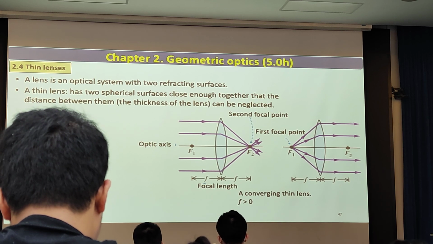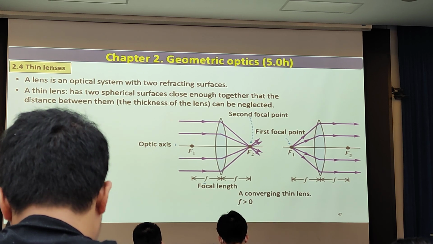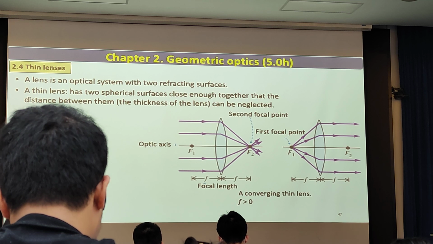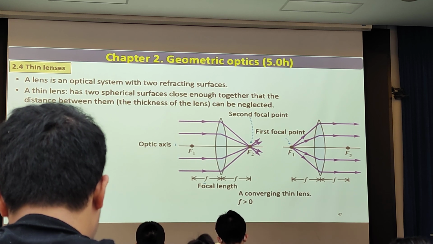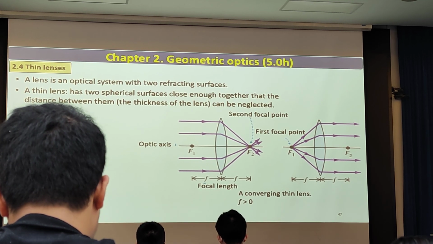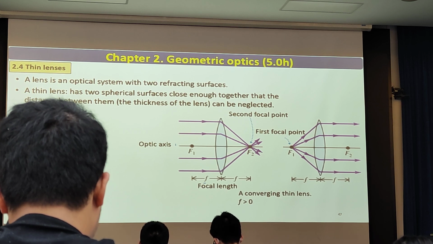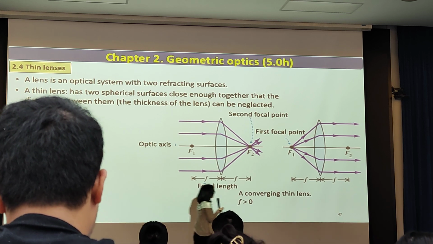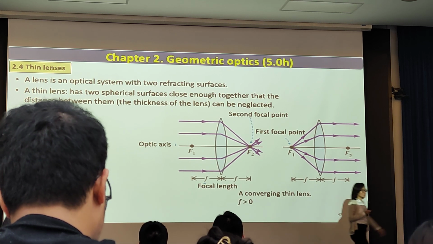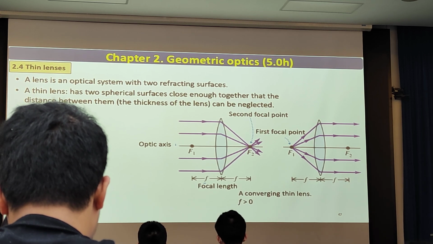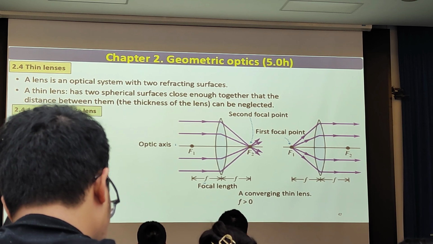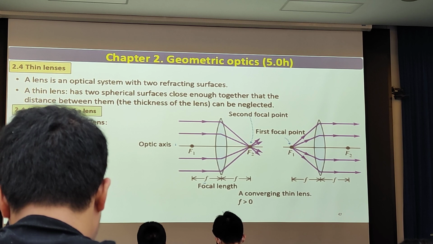And in that case, we don't say F1, F2 like this. We will denote F2 on this side and F1 on the other side. The order of the focal points is different. So here you have the first case of the thin lens. Okay, so now we will have a look at the properties of the lens.